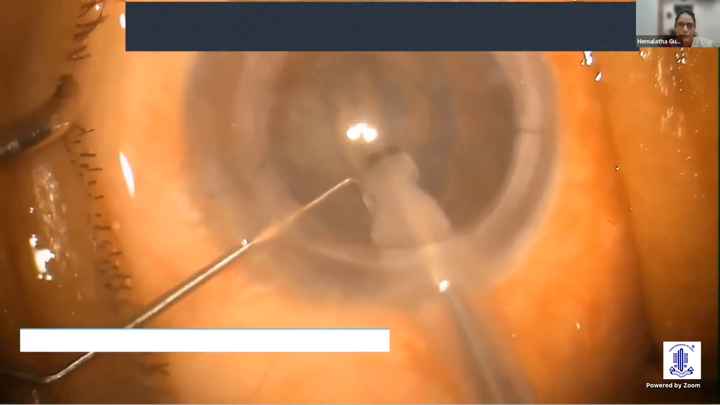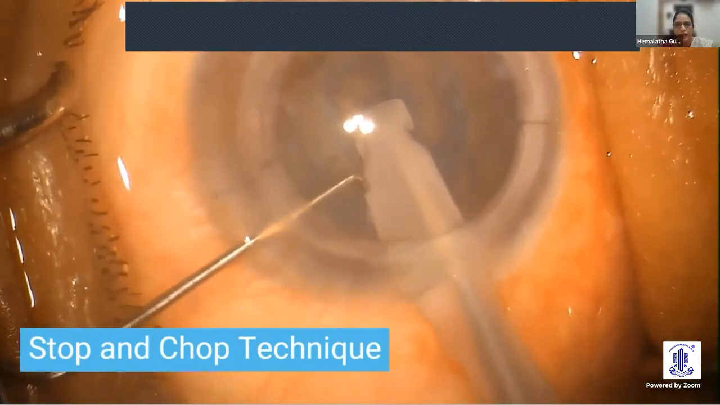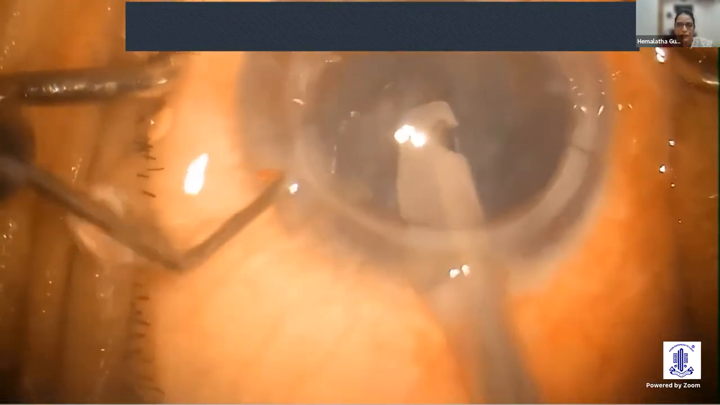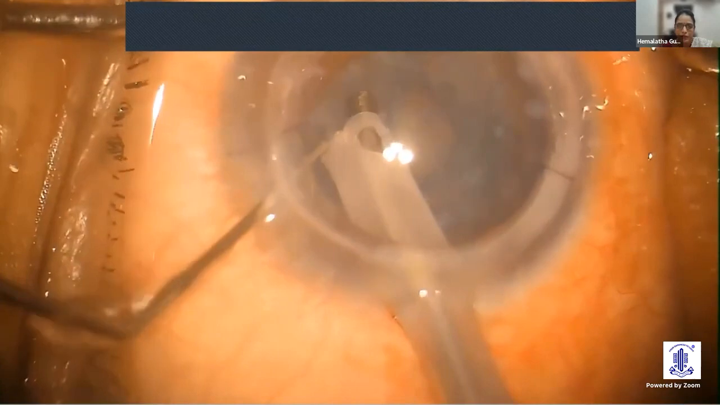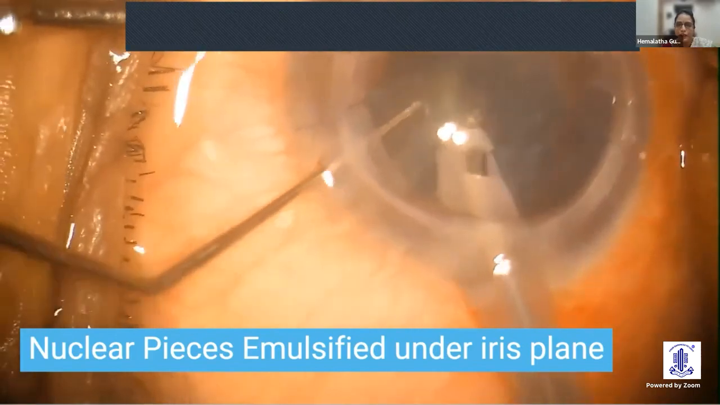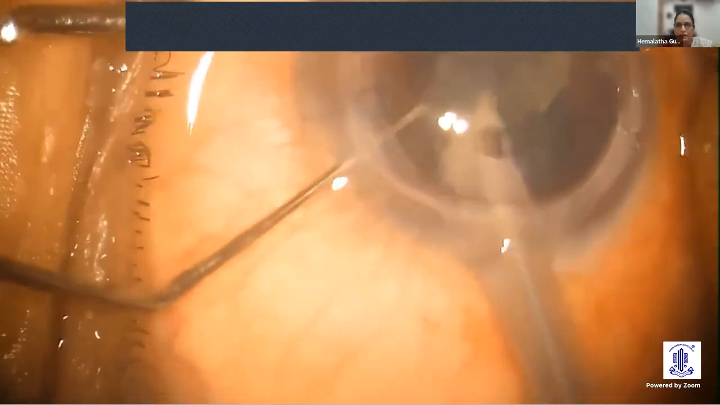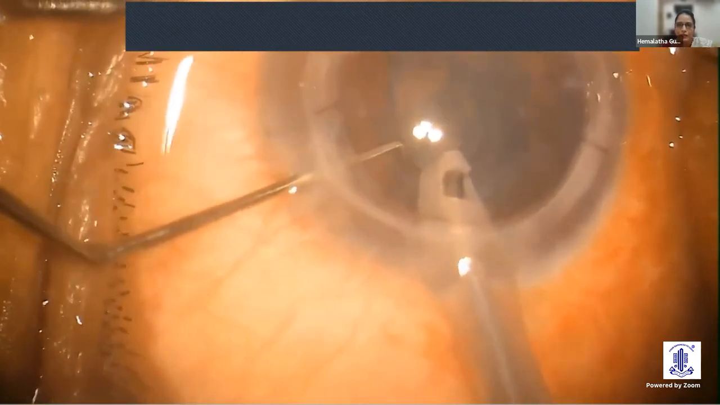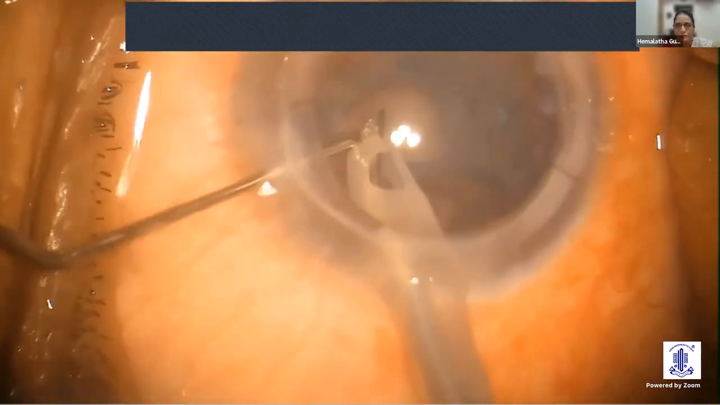And another challenge in these patients is IOL power calculation. So we did it with the help of IOL Master 700, and we took Barrett's Universal formula, and we compared it with the SRK/T formula. Both almost came similar. After dividing the nucleus, these nuclear pieces were emulsified under the plane of the iris, and care was taken that the chamber is stable throughout the entire procedure, and that the nuclear pieces don't touch the corneal endothelium.